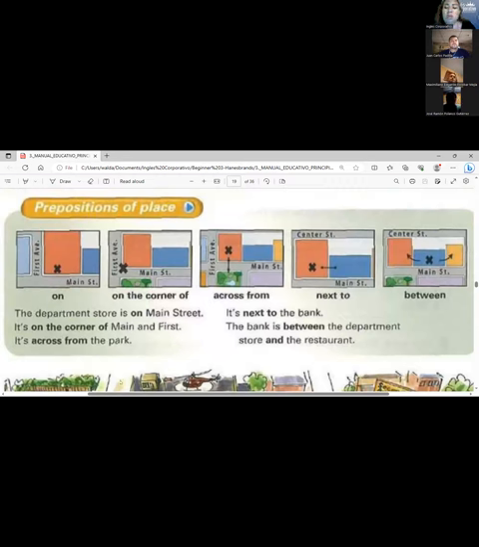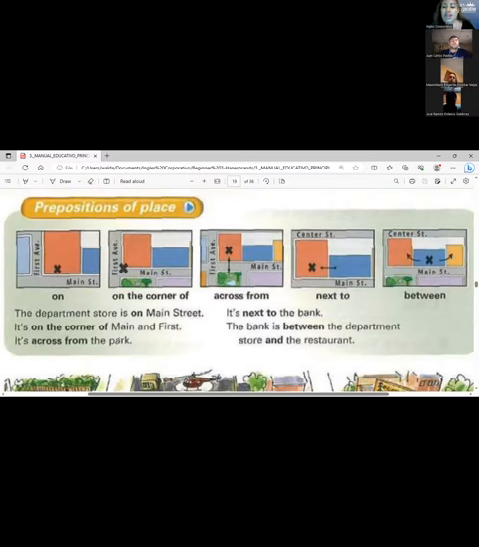Then we have the words across from. Across from means on the other side of the street. So we say, for example, across from the park. It's across from the park means that the park is on this side, and on the other side of the street, we have whatever it is that we're looking for.